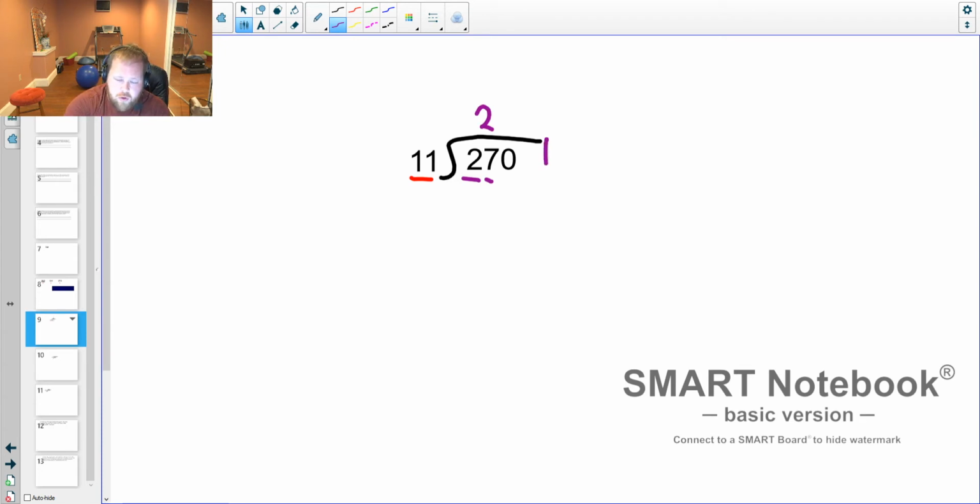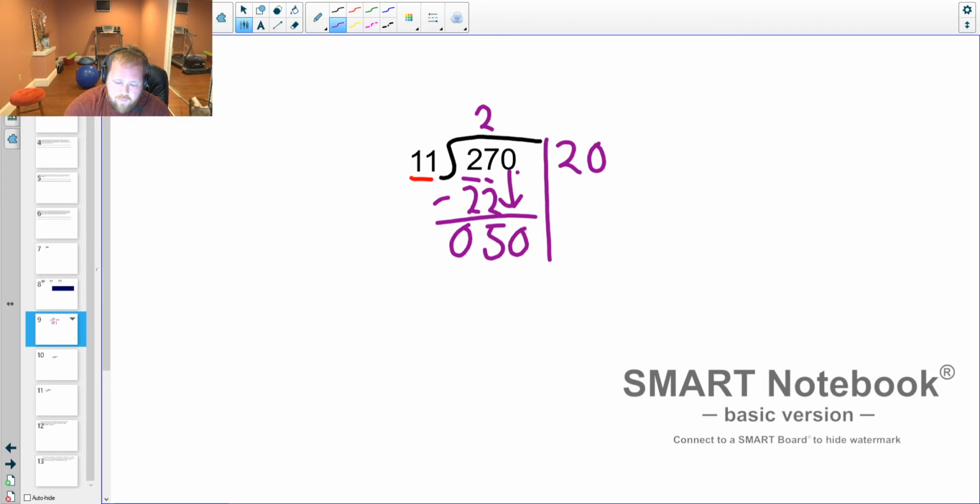I know some people do this, 20, because it's going to be a 10. What is 2 times 11? 2 times 11 is 22. Do that really quick. 7 minus 2, 5. 2 minus 2, 0. And always bring down the next number, which is 0.